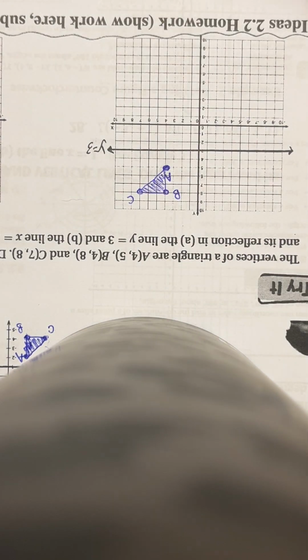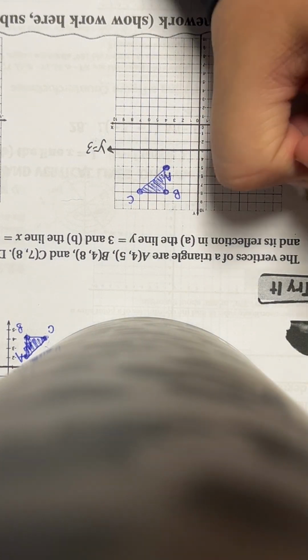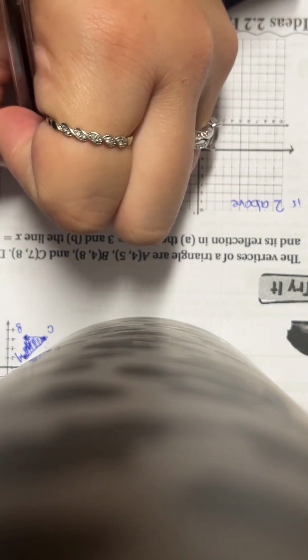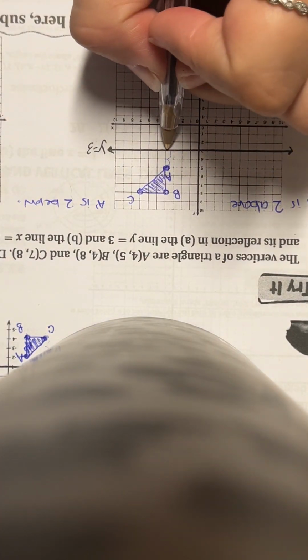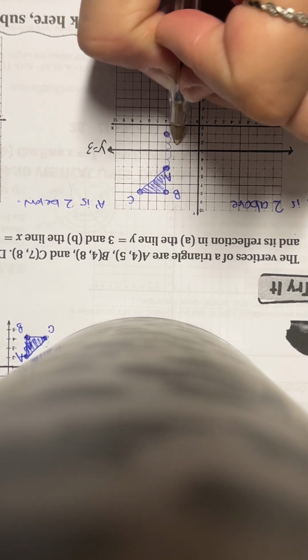So here is our original. And now we need to reflect it across the line. So I'm going to do the same thing that I did in the last one. I'm going to say A is, let's count its distance from the line, 1, 2 above. Okay, so A prime should be 2 below the line. So let's start at the line and go down 1, 2, and there is A prime.